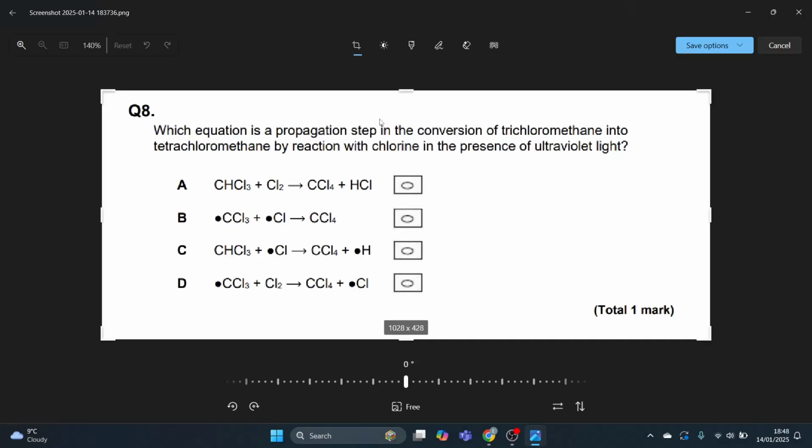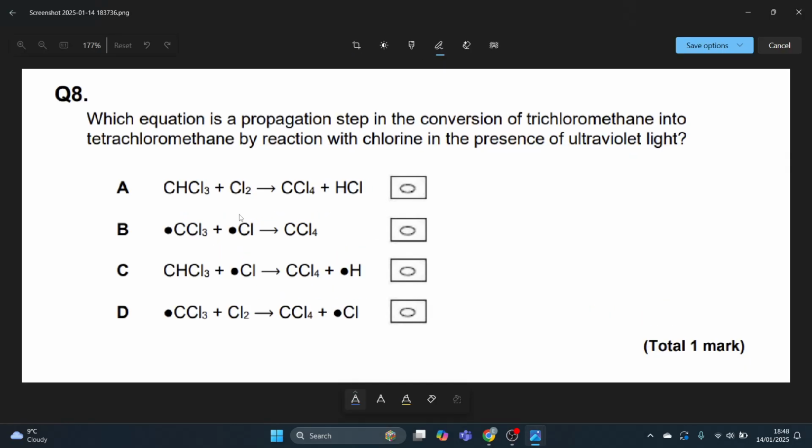And in question 8, which equation is a propagation step? That is termination. We will never form a hydrogen free radical. That's with A, and that's nothing. So the answer is in fact D.